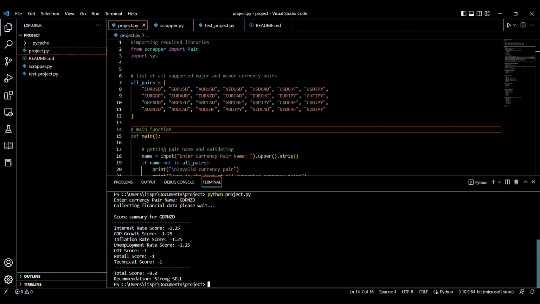So with a total score of -8, it's giving a recommendation of strong sell, which means we have to try to sell this currency pair if we want to take a trade in this pair.